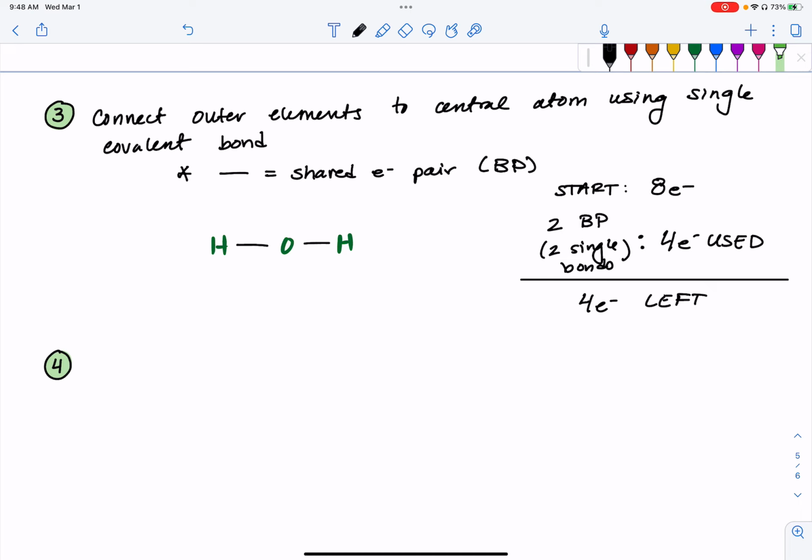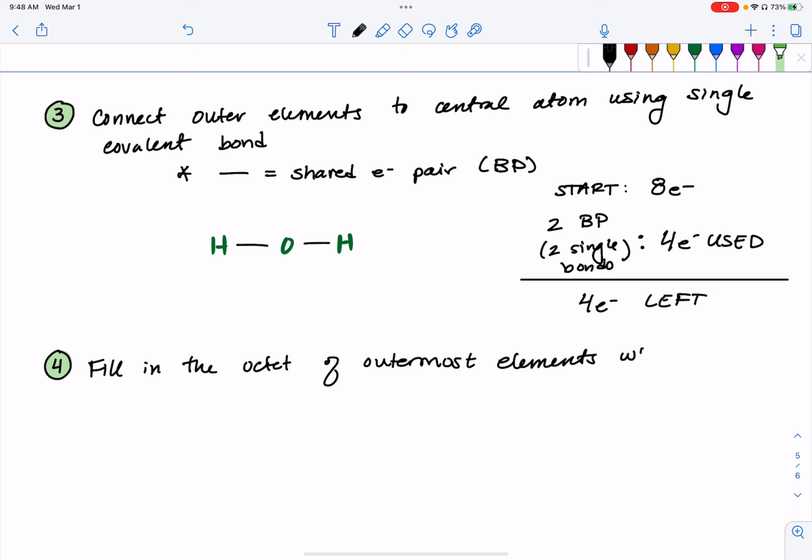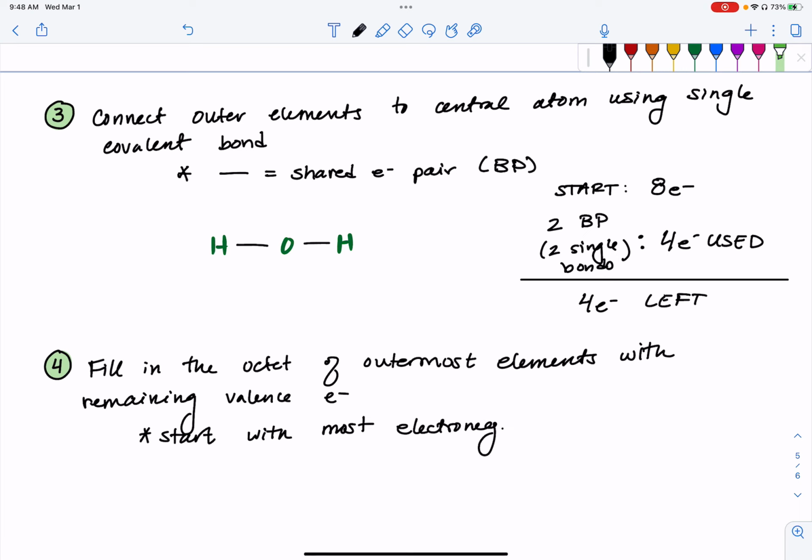Okay, step 4 is to fill in the octet of your outermost elements with your remaining valence electrons. And you're going to start with your most electronegative outer atoms.